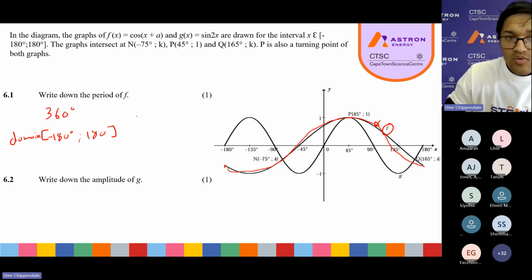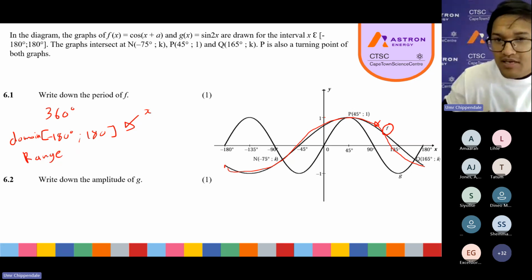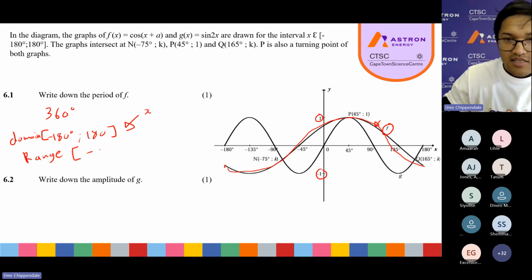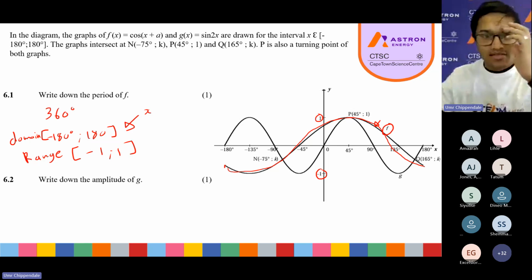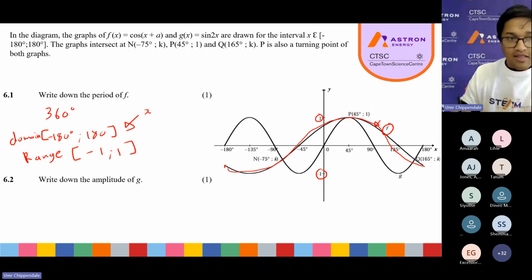The domain is the part that always shows all your x values of your entire graph that is needed. If they ask you for the range, that is all your y values. In this particular case, it would have been 1 and negative 1, so you'll write it as negative 1 and 1. I don't mind doing this because I want you guys to get as many marks as possible when you get to the test at the end. So that is what we have so far.